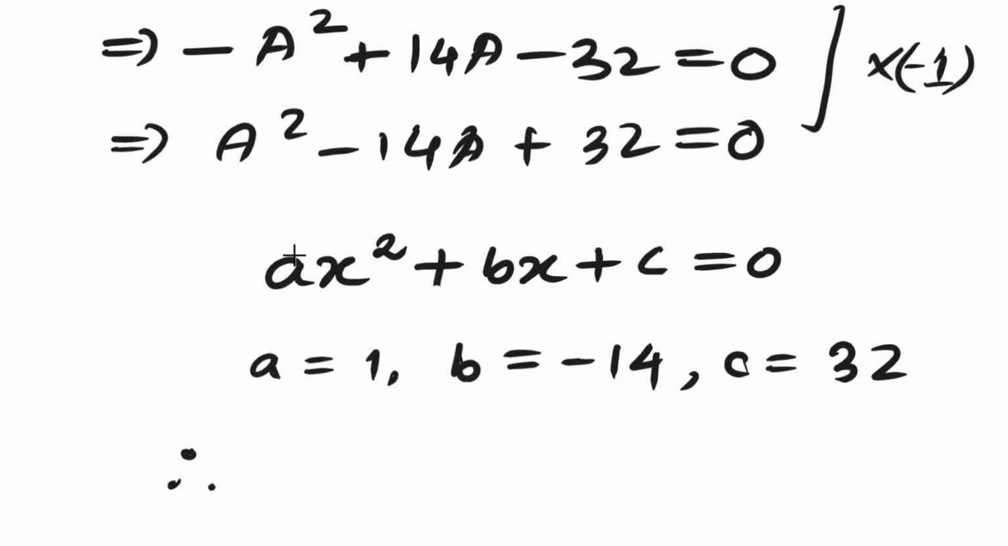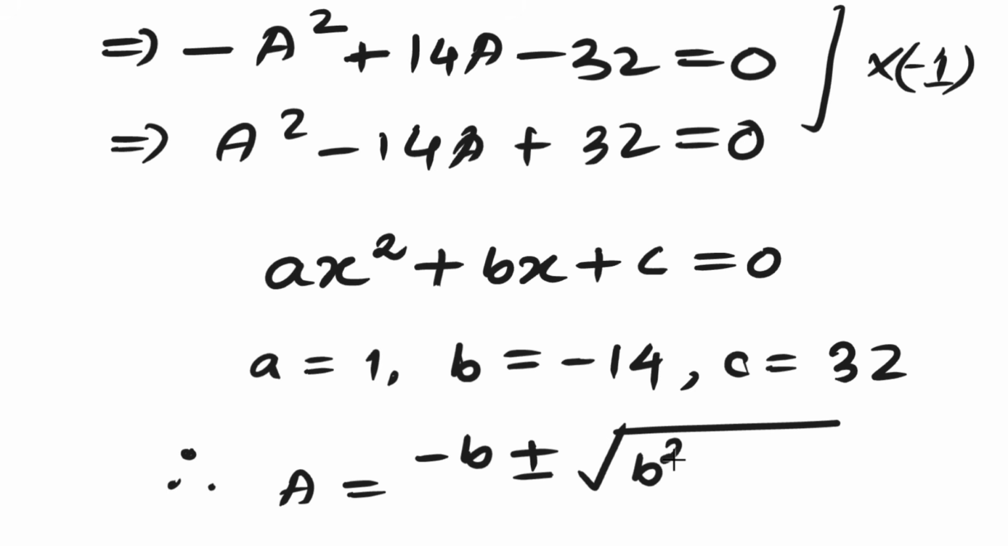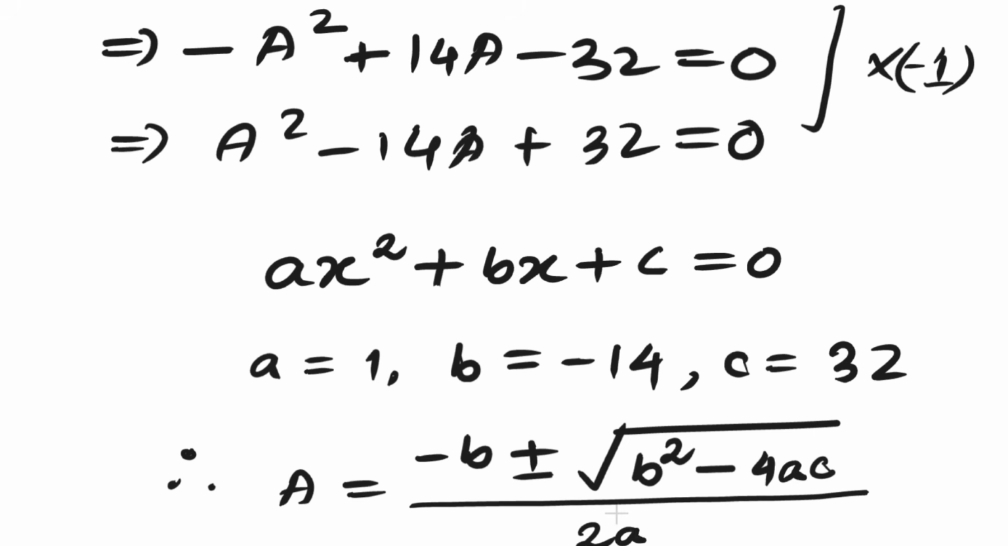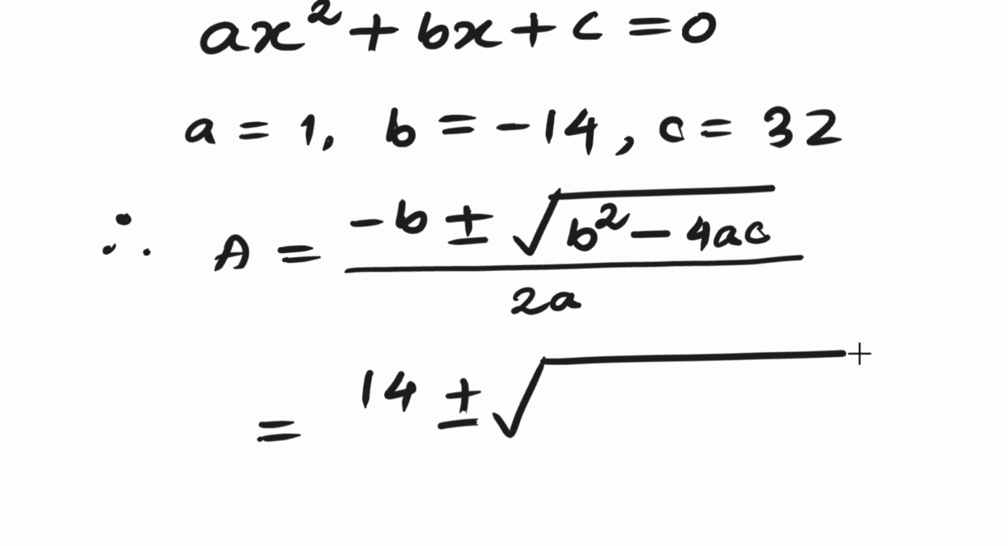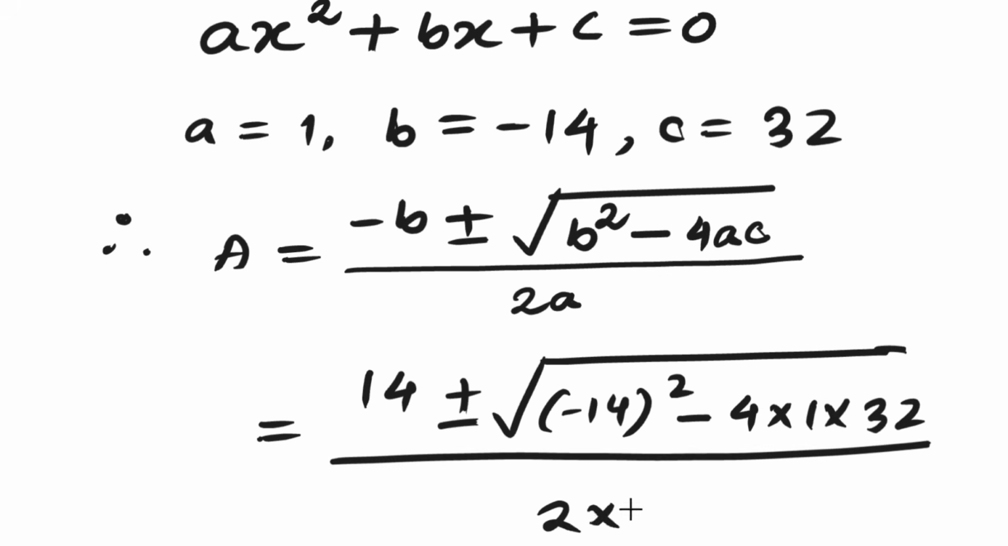Recall that the quadratic formula tells us that the unknown equals negative b plus or minus the square root of b squared minus 4, multiplied by a multiplied by c, all divided by 2 multiplied by a. Now let's substitute our values carefully. Negative b becomes negative 14, which is positive 14. Then we have plus or minus the square root of negative 14 whole squared minus 4, multiplied by 1 multiplied by 32, all divided by 2 multiplied by 1.